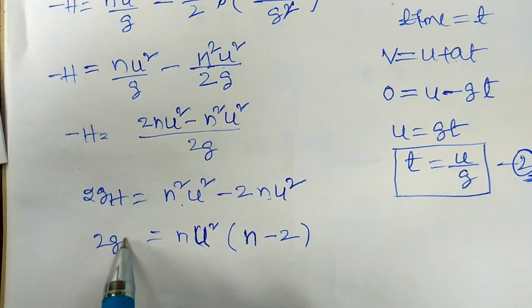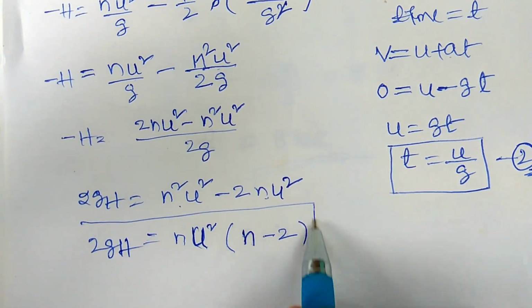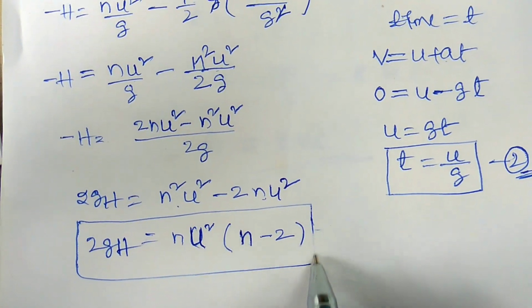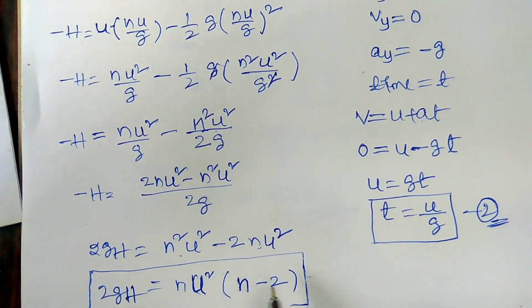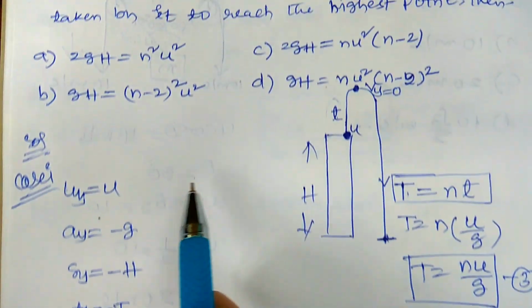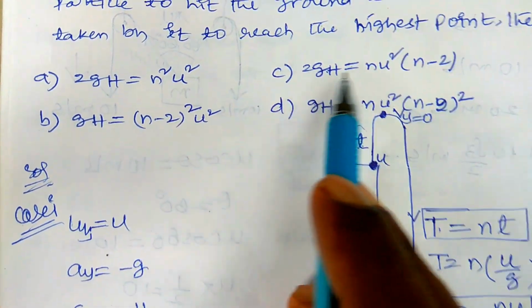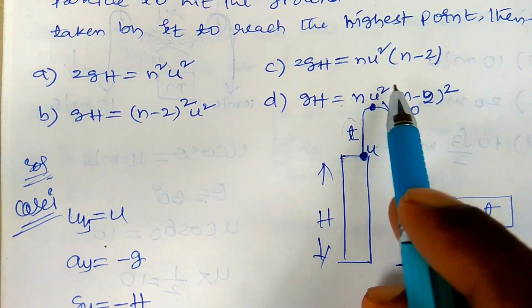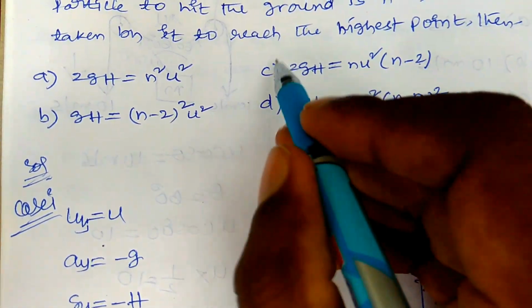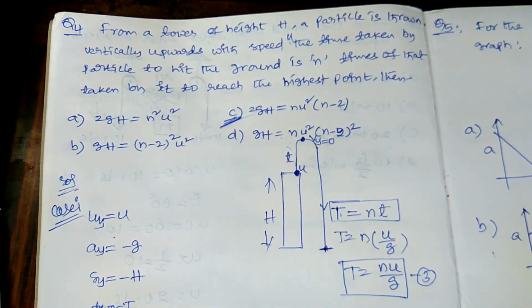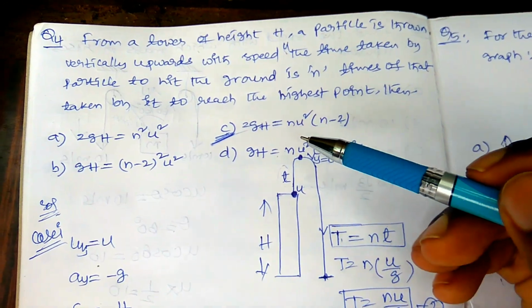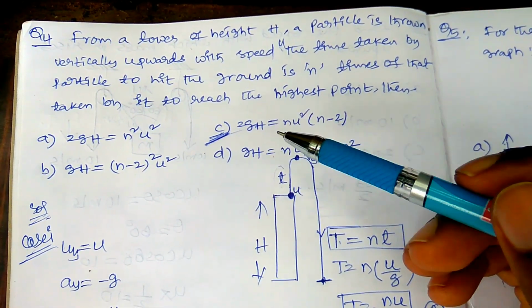So that is 2gh. Here is the equation which we have to simplify, so we have to observe the answer. 2gh is equal to nu square into (n minus 2). So this is the right answer which we have to observe. This model is very, very important. Please practice it 2 or 3 times.